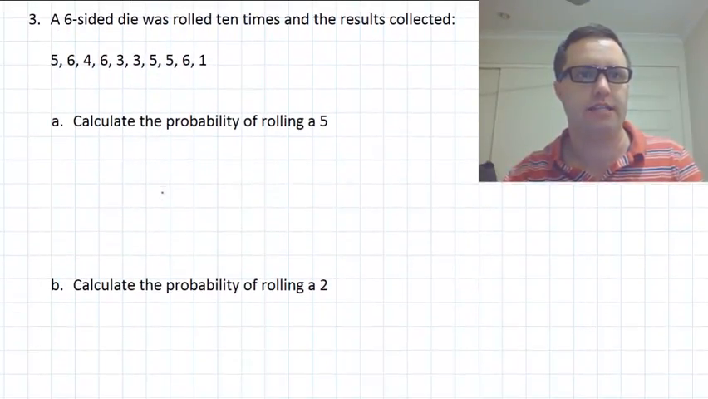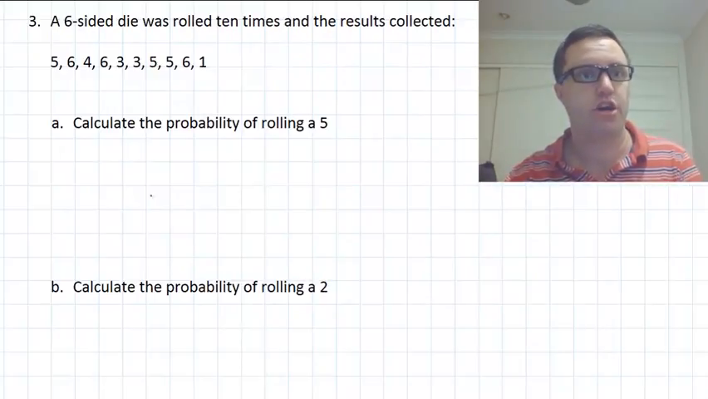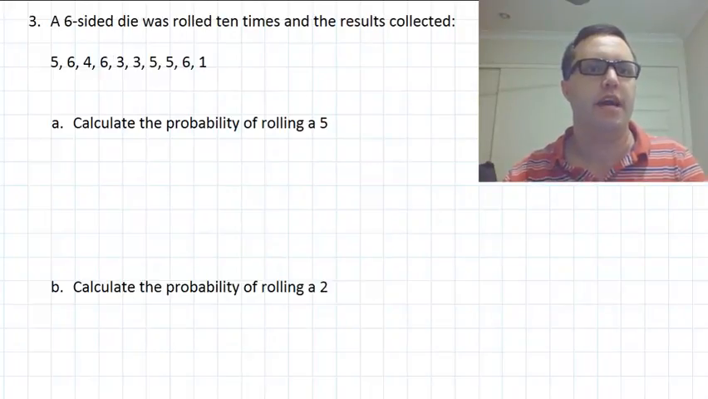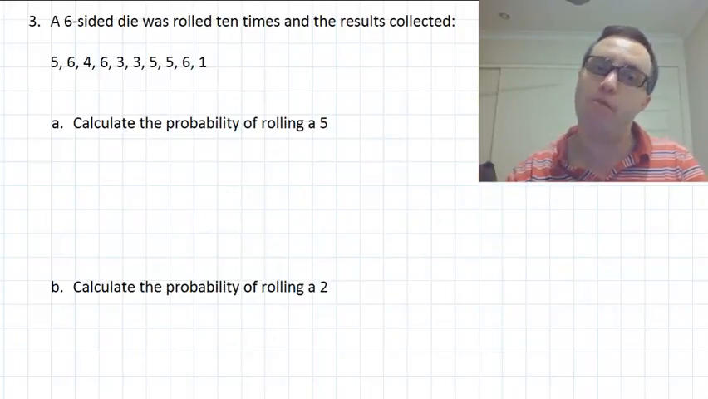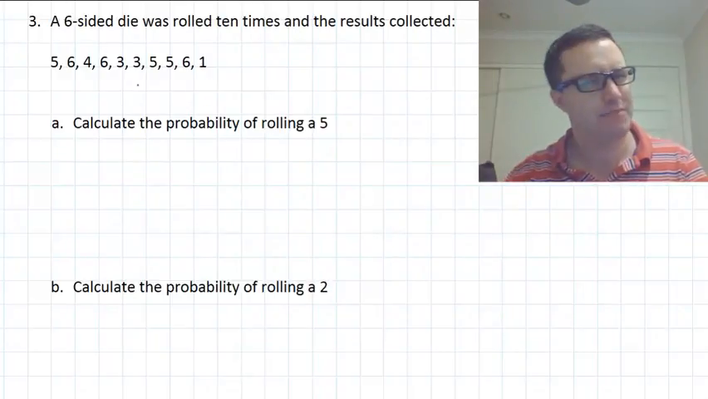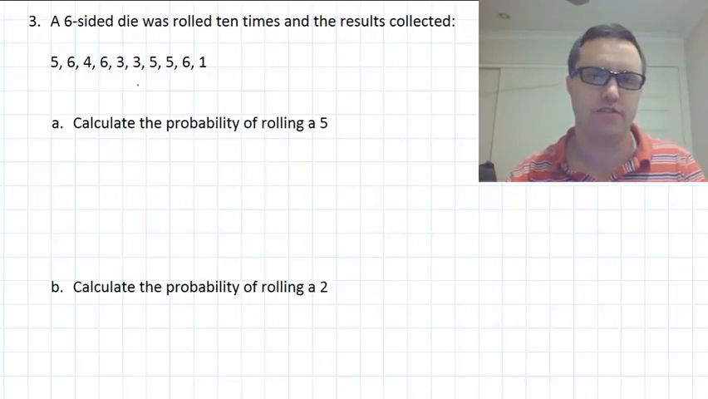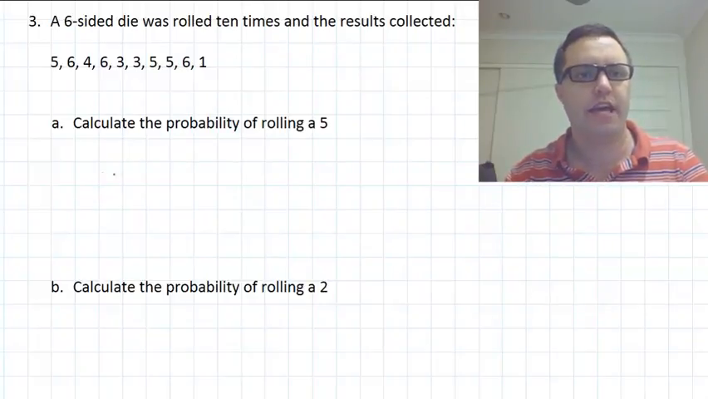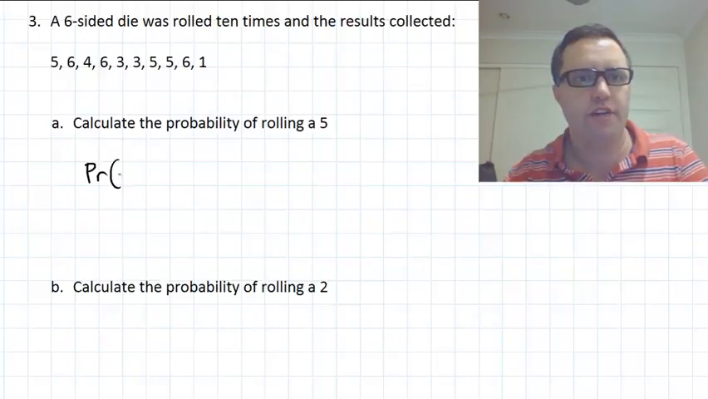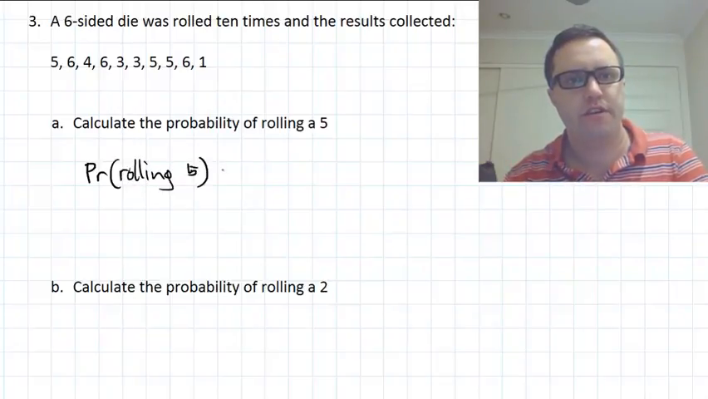Now let's have a look at our experimental probabilities. So a six-sided die was rolled 10 times and the results were collected. So 5, 6, 4, 6, and so on. Now, we're going to have a look at calculating the probability of rolling a 5 on this die. We're not going to worry about the sample space because we know what the sample space looks like for these die. So the probability of rolling a 5 is equal to favourable over total.